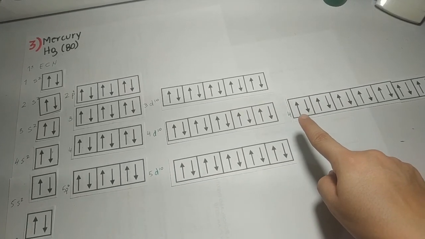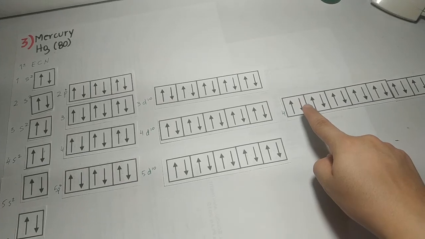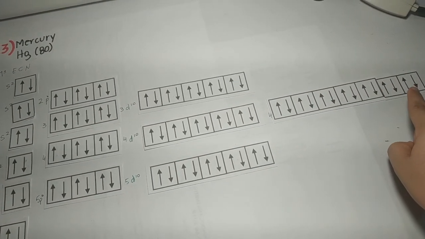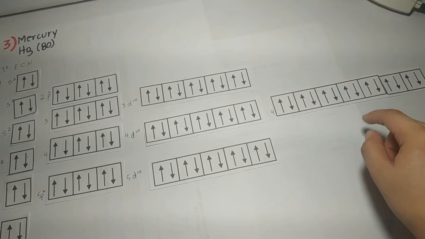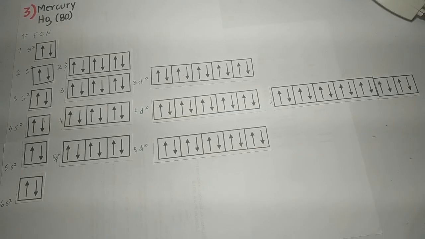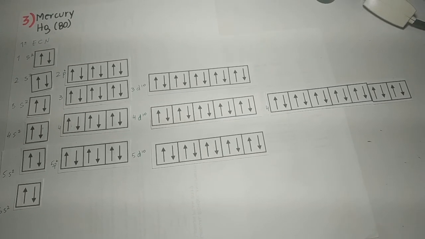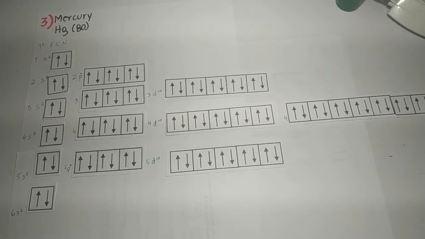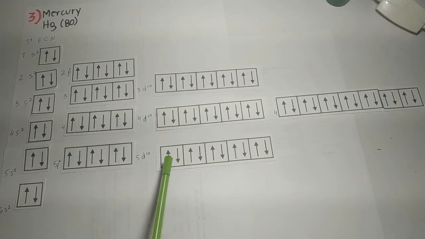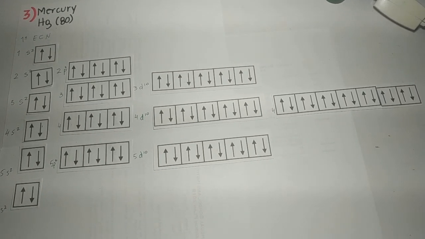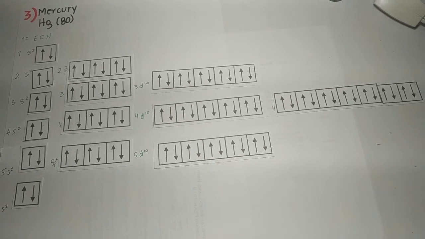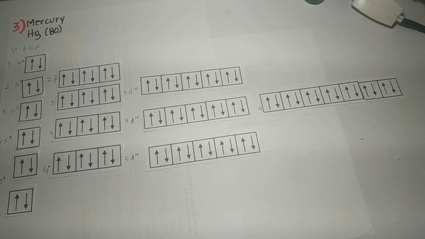even this one. It is 4f14, so I need 7 boxes of 2 electrons. 1, 2, 3, 4, 5, 6, 7 times 2, 14. So this will be the full configuration of mercury. Take a look. So remember, first step, electron configuration notation full, and then replace everything by boxes and arrows, because those boxes represent orbitals, and remember, each orbital can hold 2 electrons or 2 spin states.